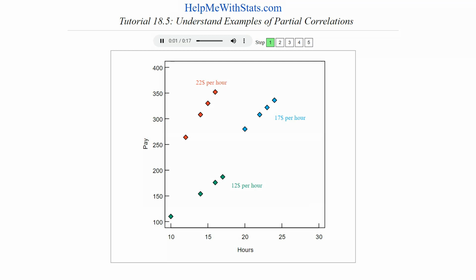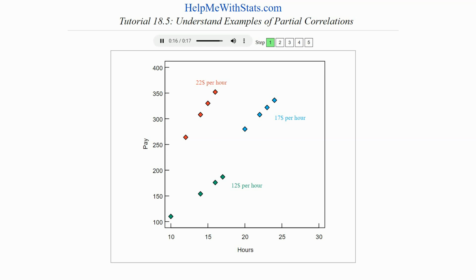There is only a moderate correlation, 0.56, between the number of hours worked and the total pay, all points in display. When we control for levels of pay, separated by color, the partial correlation between hours and pay is 1, R equals 1.